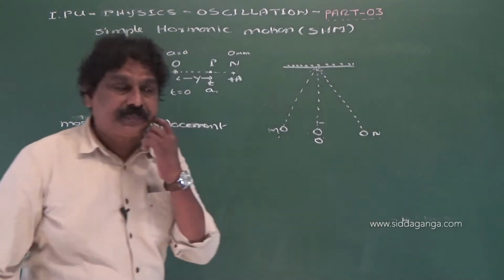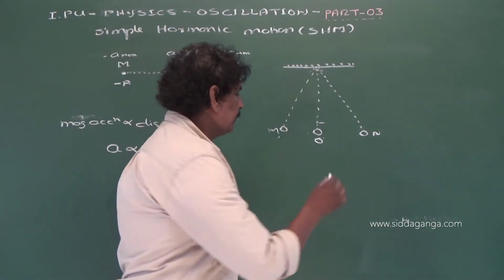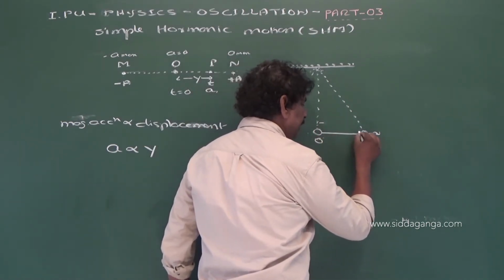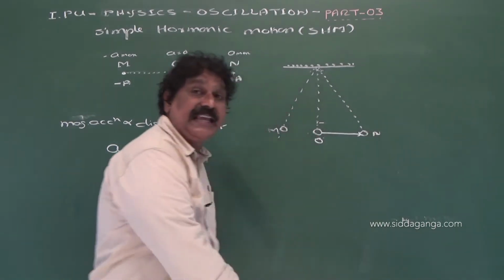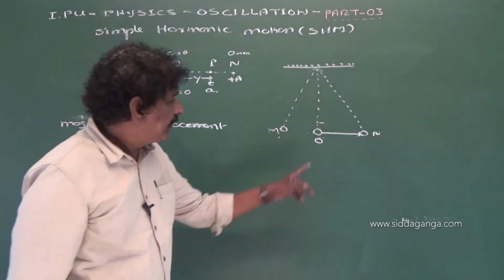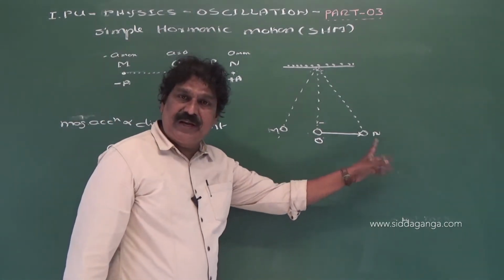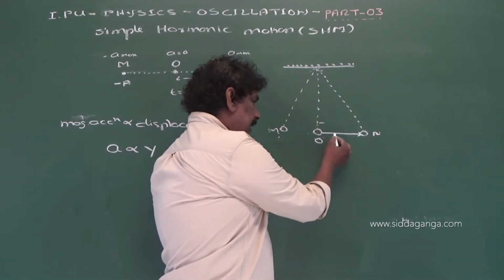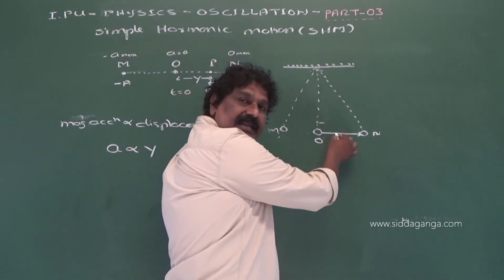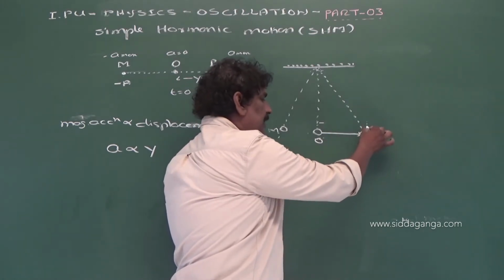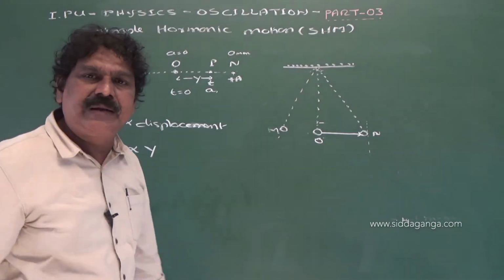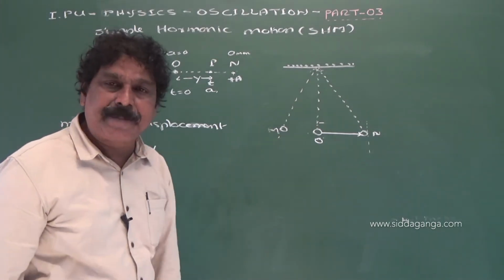See here, when the particle is moving towards N, of course, the acceleration increases with increasing displacement and it becomes maximum at this position, and again decreases while moving from A to N.